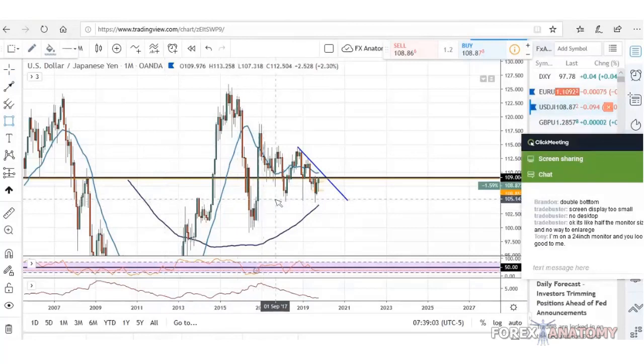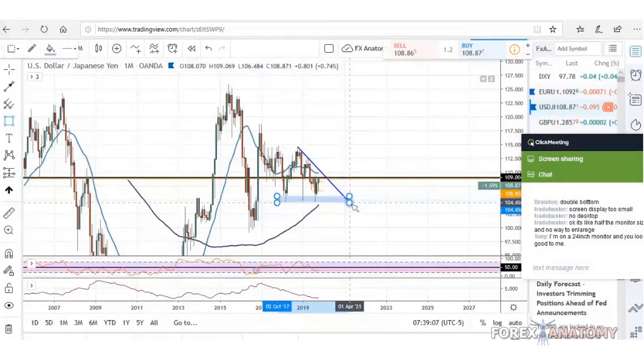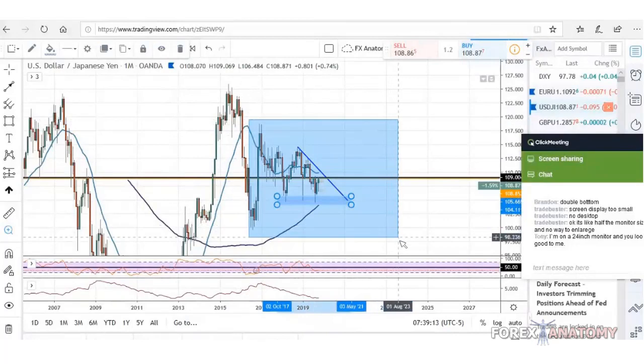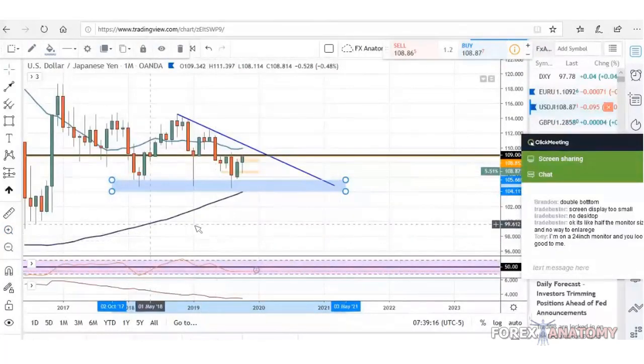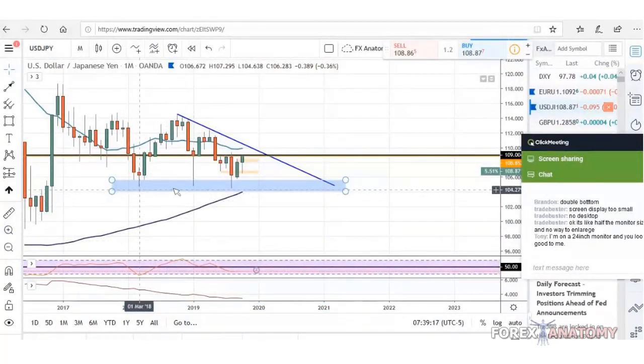We see this support at these lows here. I said resistance, I mean support, right at these lows here. Let me just zoom in so we can see this a little bit better. But we see here that price found some support down here, and then we see this bounce higher.